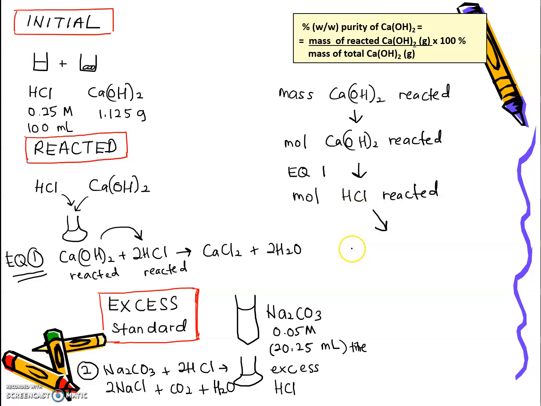okay, from the formula, initial mole of HCl minus excess mole of HCl. Okay, so how to find initial mole of HCl? Here.